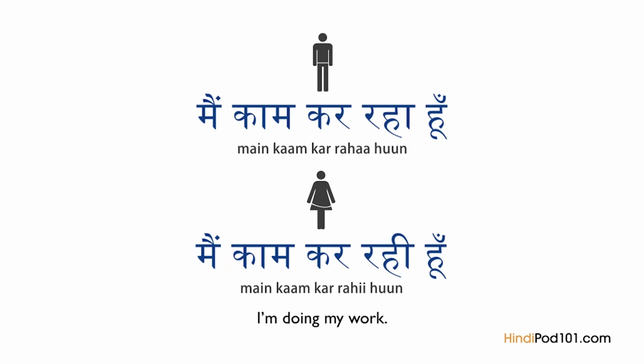So, let's break down this answer. First, we had मैं, which is I. Kaam, which means work. After this comes kar raha, which is a form of karna, to do. It means something like I'm doing. When said by a male, kar rahi would be its feminine form. Hu, which is the verb to be, used in the first person singular. It's something like am in English.